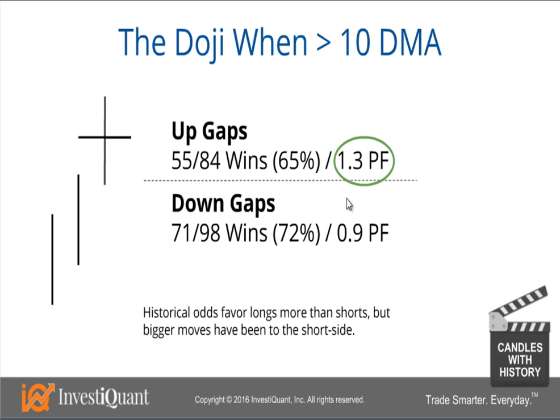So here's the doji. I'm just going to point out some highlights. You can go back and study these on your own. And shorting up gaps has been the better trade when you have a doji candlestick and you're above a 10-day moving average. And I'm just using the 10.